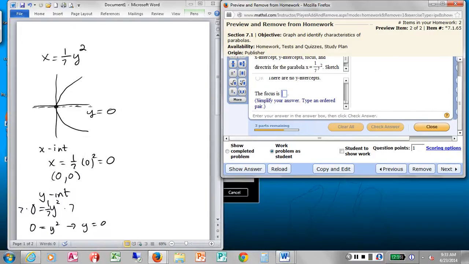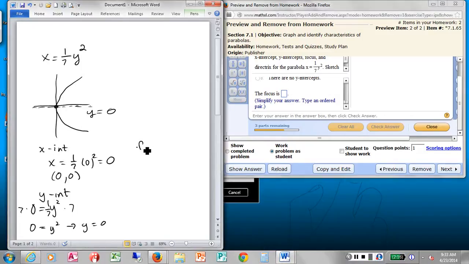Focus. All right, so come over here and talk about our focus. The focus, I like to compute it as 1/4a. And so in this case, a here is 1/7 times the y squared. And so that'd be 1 over 4 times 1/7. 4 times 1/7 is 4/7, so that'd be 1 divided by 4/7, which is 1 times the reciprocal, 7/4, so that would be 7/4. So the p distance is 7/4.